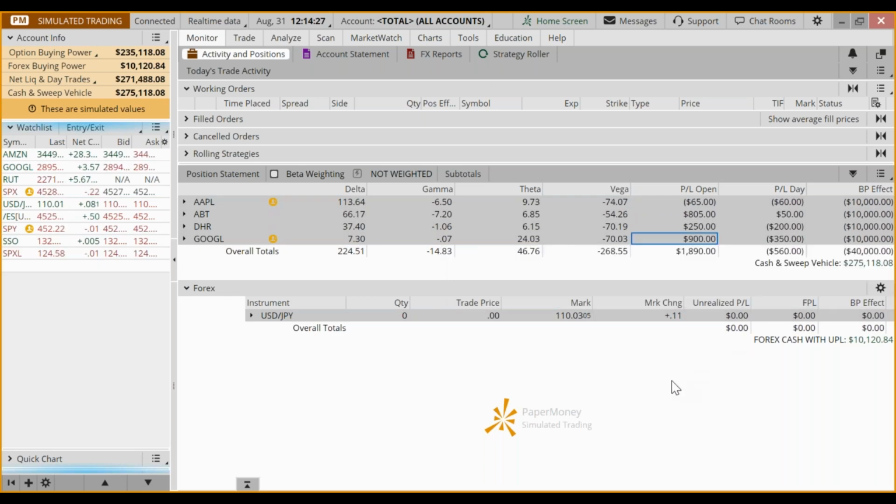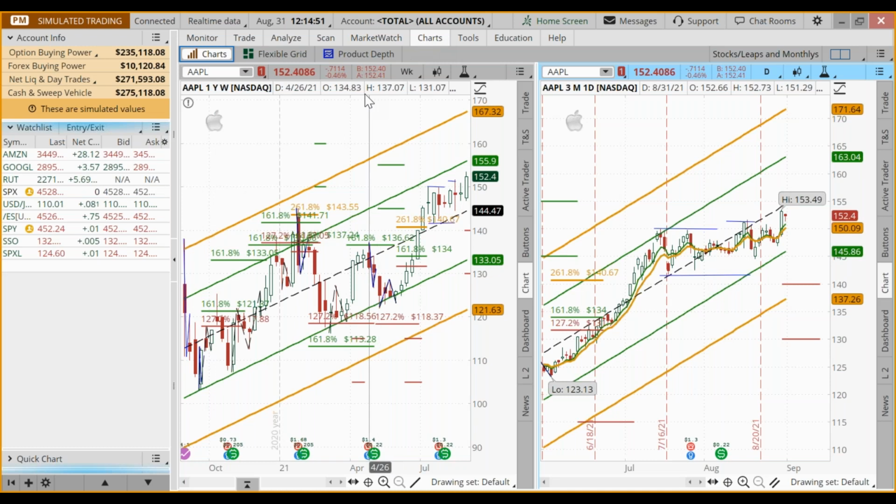But then you look at this and you say, okay, this is how much money I've made based on the number of contracts I have. So the first thing you do is you look at this and say, I'm doing pretty good. All right, so let's see what I need to do to manage this. The first thing you want to do is take a look at the chart, and let's take a look at the chart of Apple.